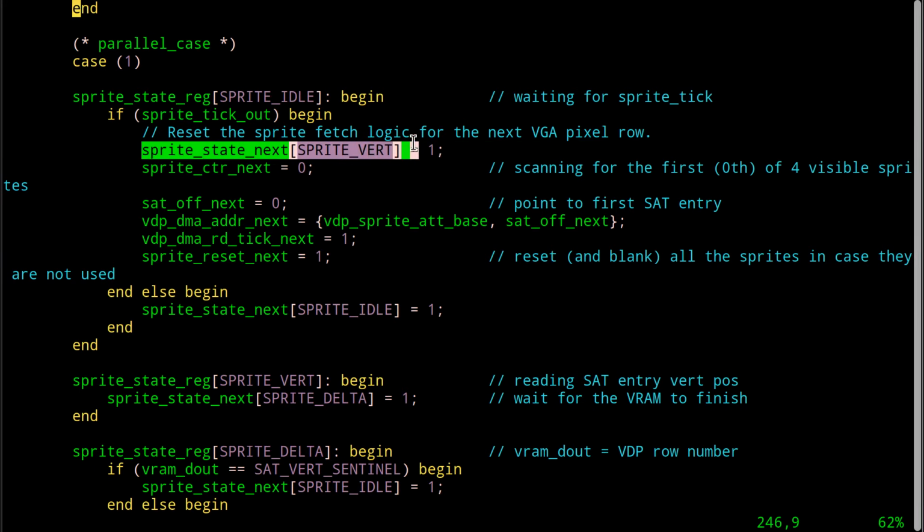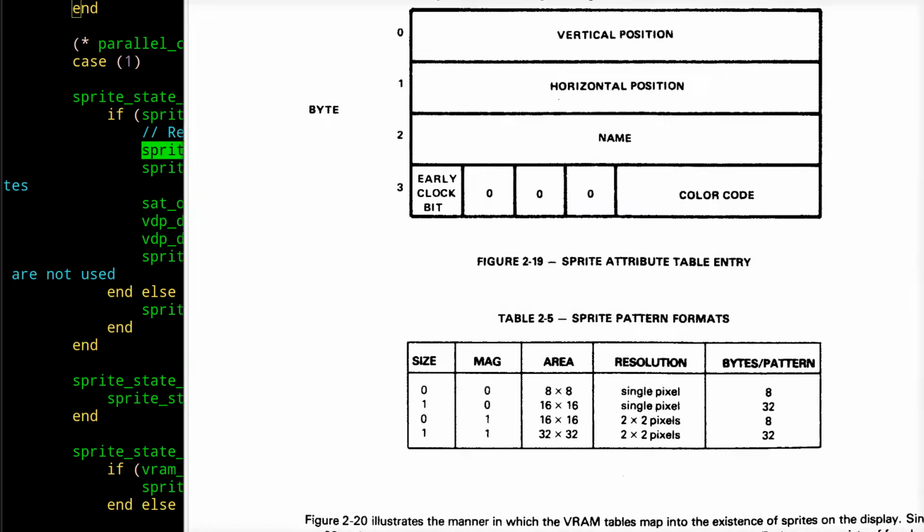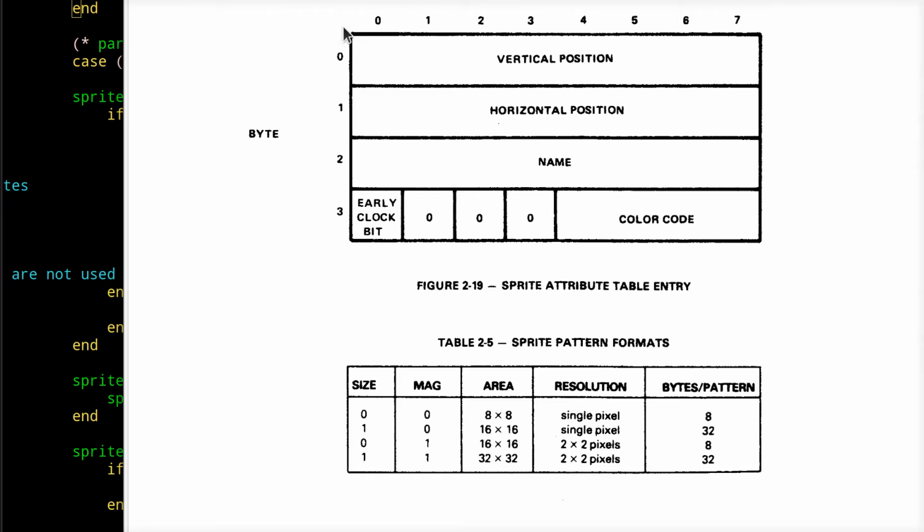If it is set, I'm going to move on to sprite vert, which is when I'm processing the vertical position. Because what am I going to do? You're going to see I'm going to read these 4 bytes out of the current entry. That's my goal. I don't need to read all 4 if the vertical position suggests that it is not in range. And we already talked a little bit about that. What's the distance, right?